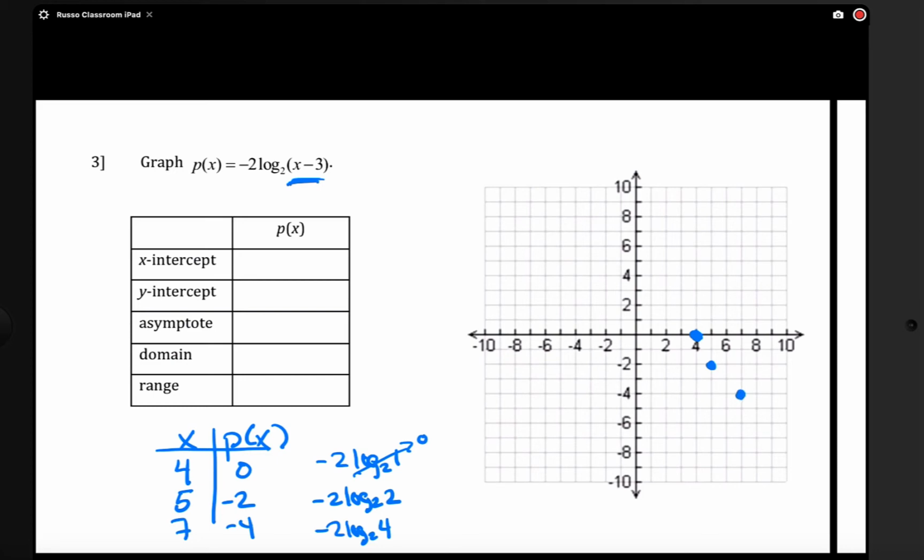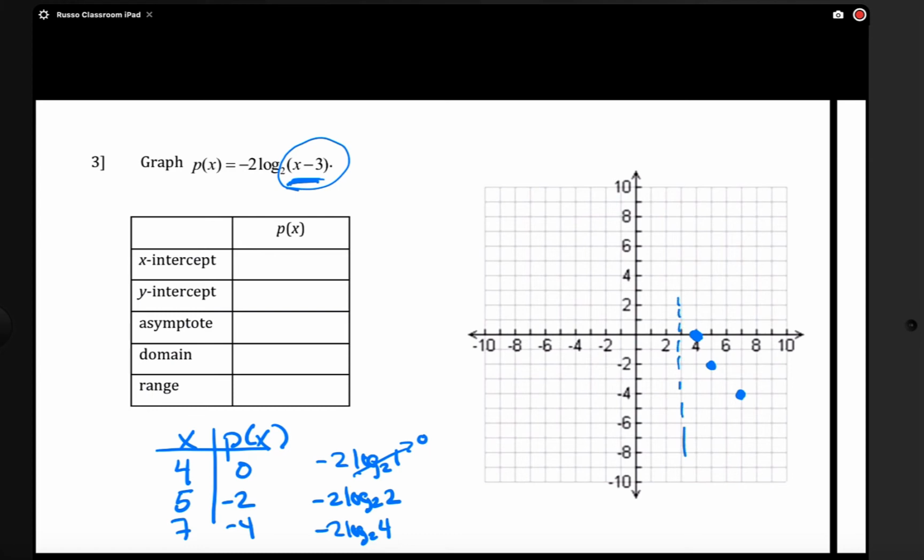I'm not super familiar with log graphs yet, so I'm not totally sure what shape this is going to take. I have an idea it's going to be some kind of curve. So I'm going to think about what else I know, and I know that the domain of a log is limited by its vertical asymptote, and hopefully we remember that the vertical asymptote is appearing inside my argument here. So my vertical asymptote in this case is going to be at 3.